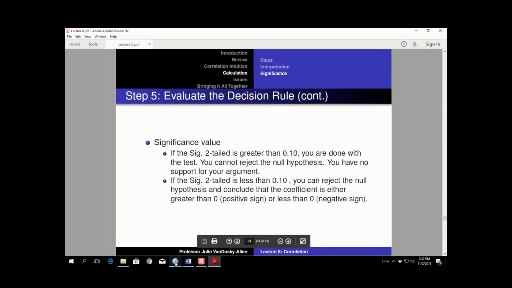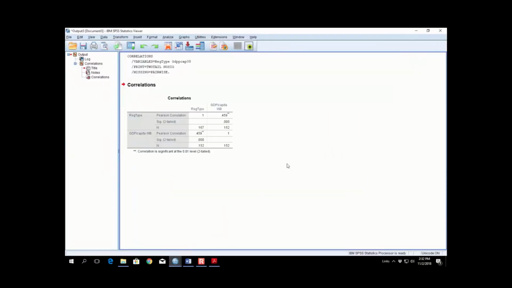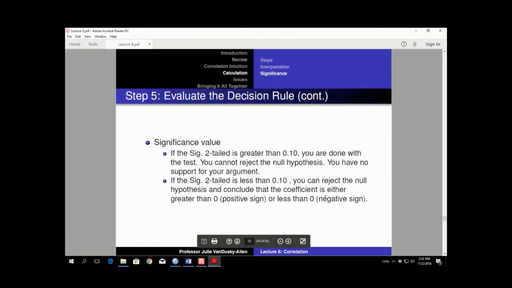Going back to the output, the sig two-tailed value in each of the cells tells you the results of the significance test for the correlation between the two variables that intersect that cell. If the sig two-tailed value is greater than 0.10, you are done with the test. You cannot reject the null hypothesis. You have no support for your argument. If the sig two-tailed is less than 0.10, you can reject the null hypothesis and conclude that the correlation is greater than 0 for a positive sign or less than 0 for a negative sign.